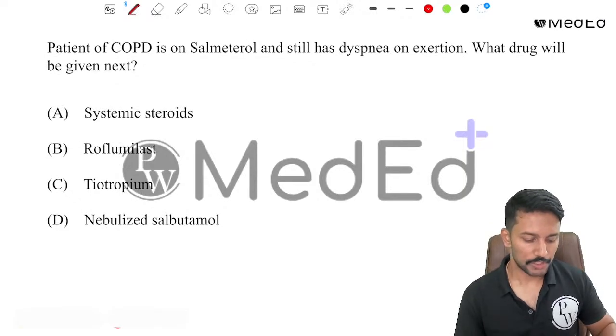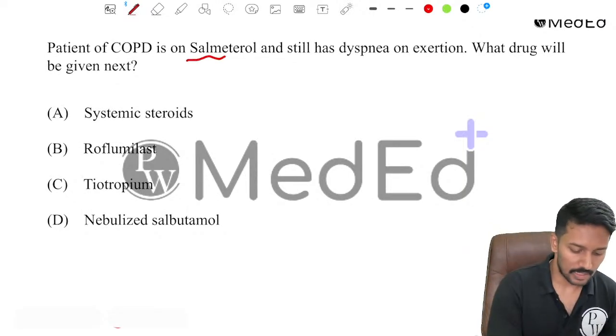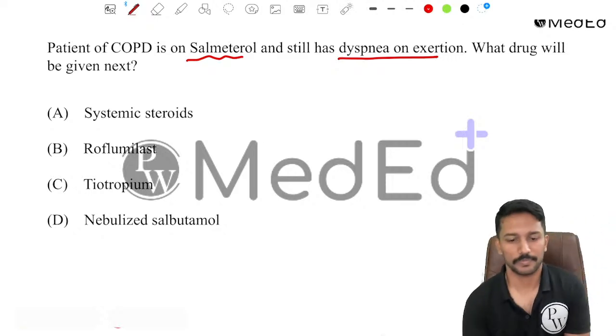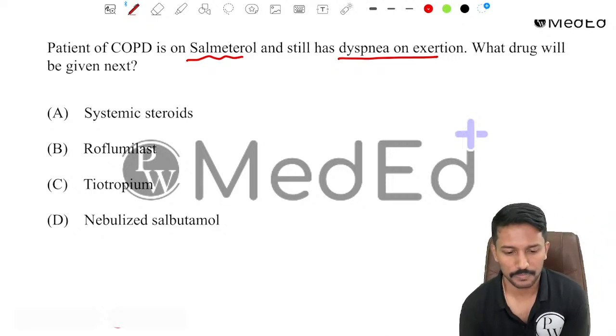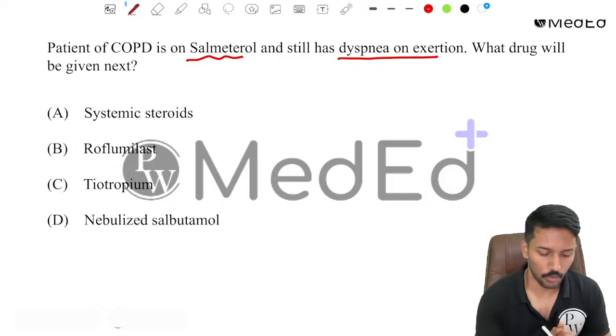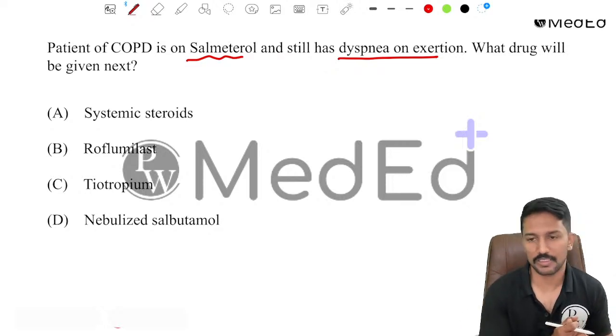Okay, now a patient of COPD is on salmeterol and still has dyspnea on exertion. What drug will be given next? Can anybody answer this question? Patient of COPD is on salmeterol and still has dyspnea on exertion.